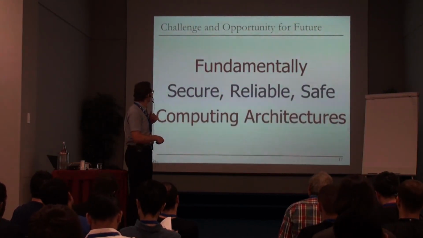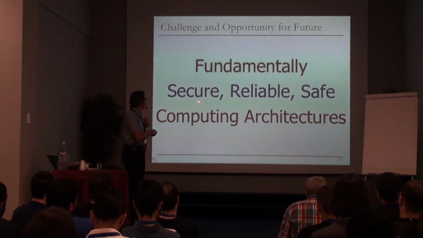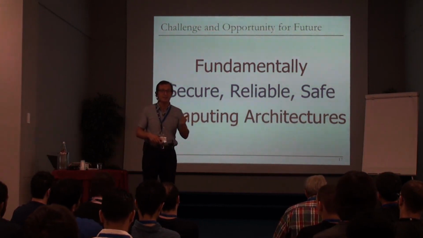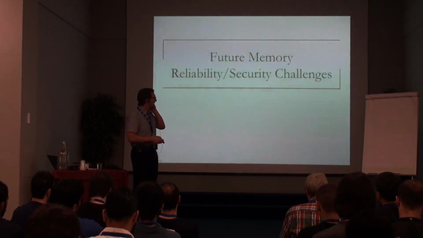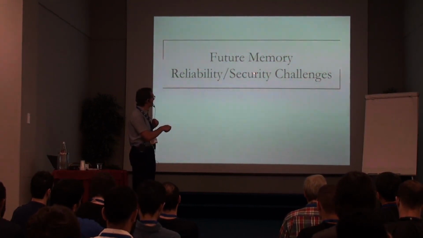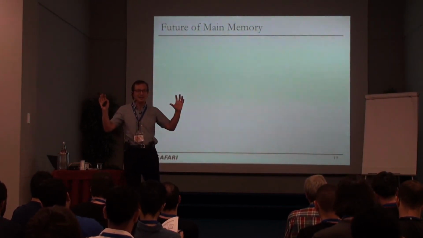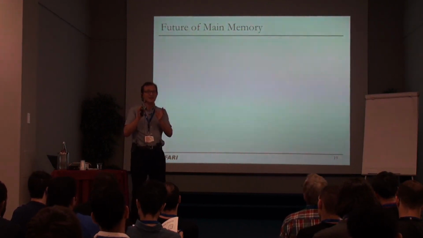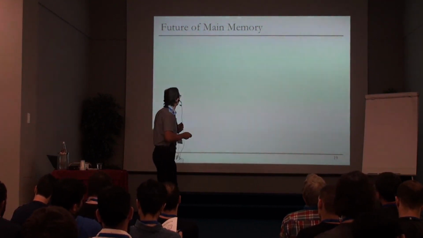But I think basically we have a huge challenge and opportunity for the future, and it's really building secure, reliable, and safe computing architectures. And this row hammer phenomenon is one example. Now let's talk about some other examples in memory, especially in the intersection of reliability and security. Of course, security is a huge area. We're not tackling the huge security part. As I said, security attacks are shifting very much into hardware today. We're going to see a lot more hardware attacks.